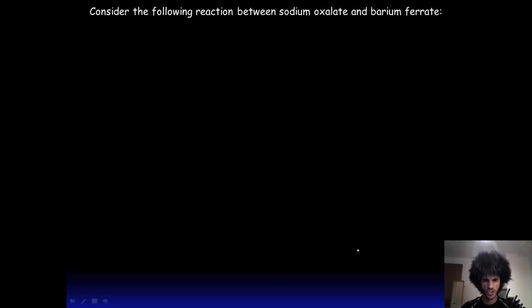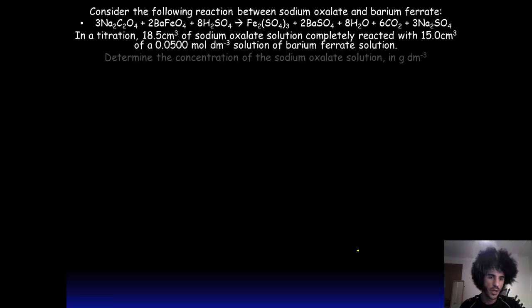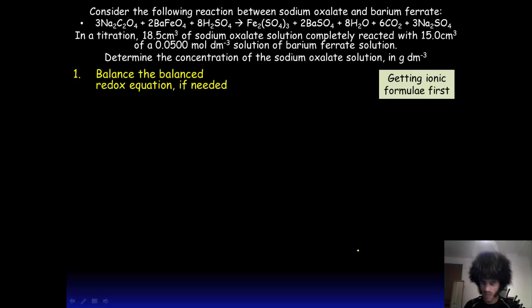Here's another question. Consider the following reaction between sodium oxalate and barium ferrate. Very, very nasty looking. Not as bad as it looks. In a titration, 18.5 centimeter cubed of sodium oxalate solution completely reacted with 15 centimeter cubed of a 0.05 blah blah blah. Determine the concentration of the sodium oxalate solution in grams per decimeter cubed. Why not? Now this is an example where you have to get the ionic formula first. So the first step, as usual, is to balance the redox equation if needed. This is slightly different. We have to work out what the redox equation is.